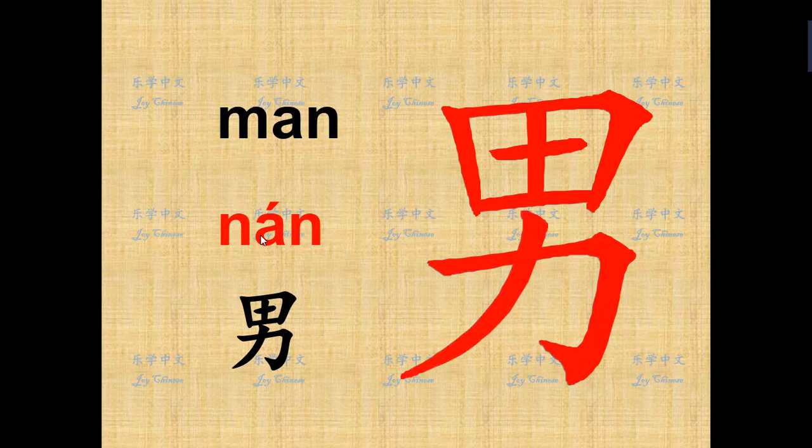Previously we learned 女 means woman or female. Here we learned 男 means man, male. These two characters are usually on the door of the restroom. So please remember, these two characters are very important for you if you are going to travel in China.